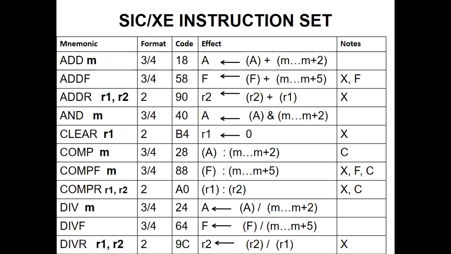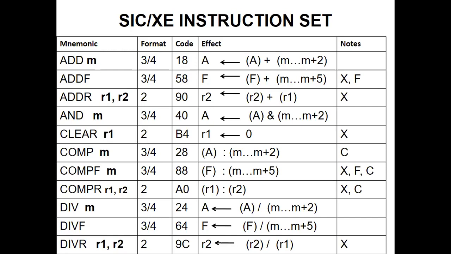Okay, we are looking at instruction number 1. If you look at its effect, it is saying that you pick contents of a memory location M up to M plus 2, and then you add that to what is in the accumulator, and the answer will stay in the accumulator. Okay, so that instruction can be a format 3 or a format 4.